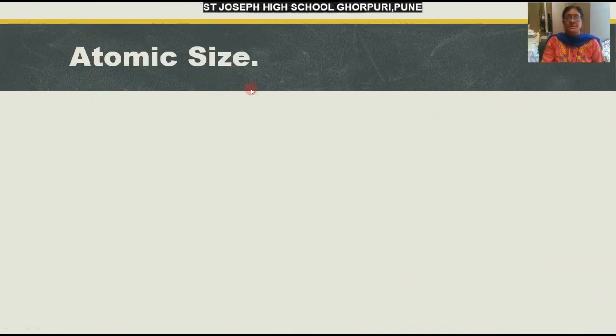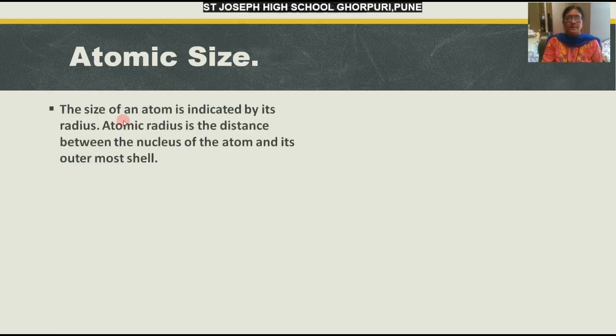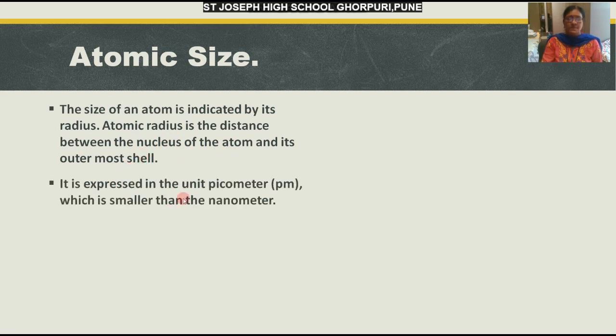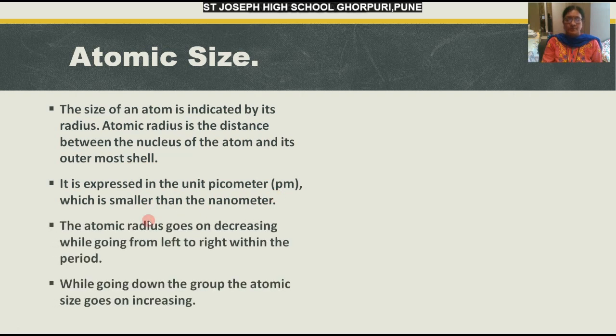Next, the atomic size. As the name suggests, it is the size of an atom. How do we measure the size of an atom? The size of an atom is indicated by its radius. Atomic radius is the distance between nucleus of an atom and its outermost shell. It is expressed in the unit called picometer, which is smaller than nanometer.